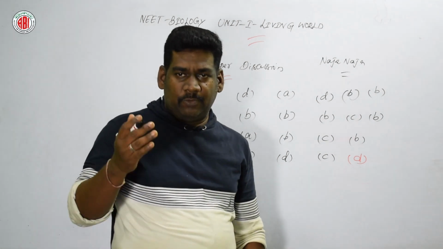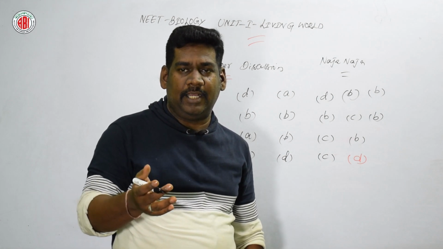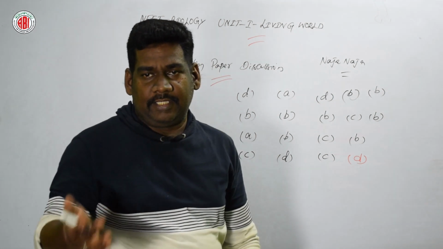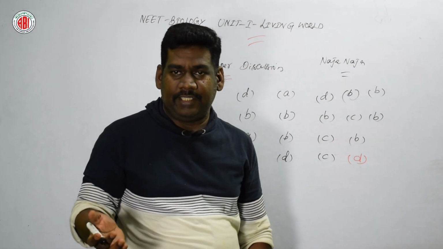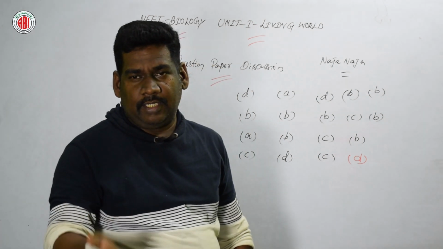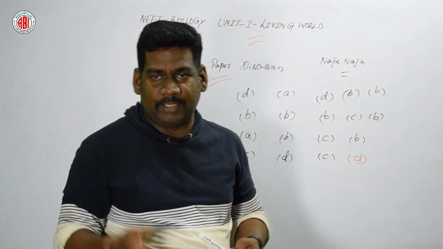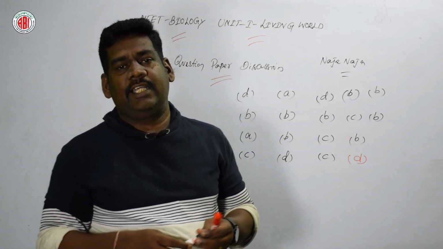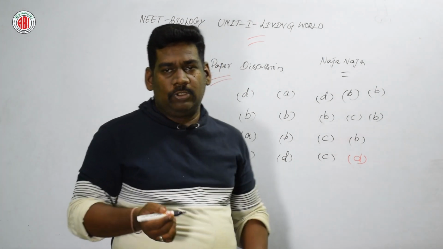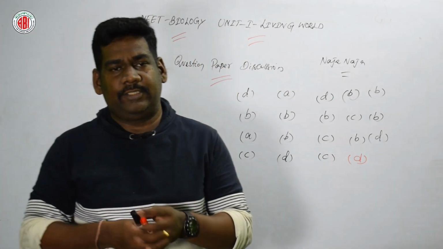So based on the mode of nutrition, whether the organism belongs to phototrophic or heterotrophic or saprophytic. Again, under the category of phototrophic, it belongs to autotrophic or chemotrophic. So based on the mode of nutrition, the organisms are classified, right? So option D is the right answer for this question. Then now let us go for the next question.